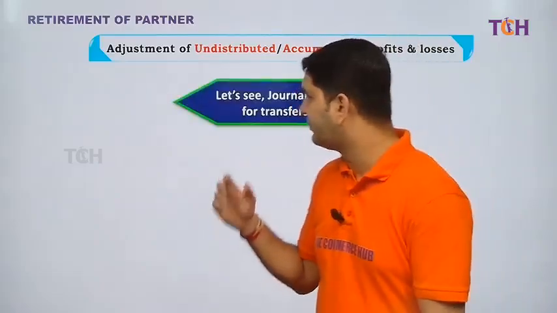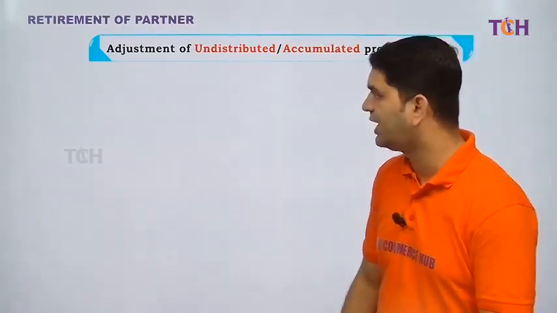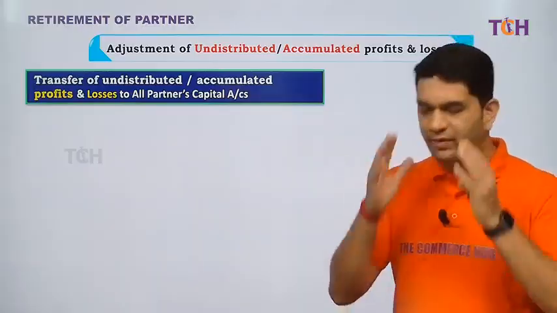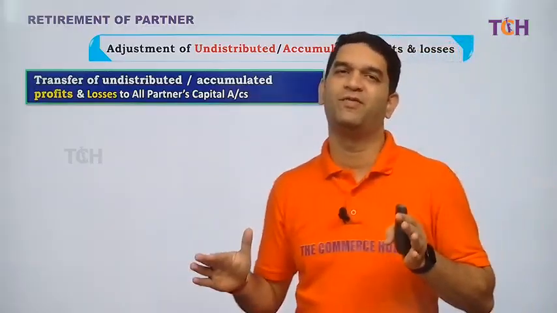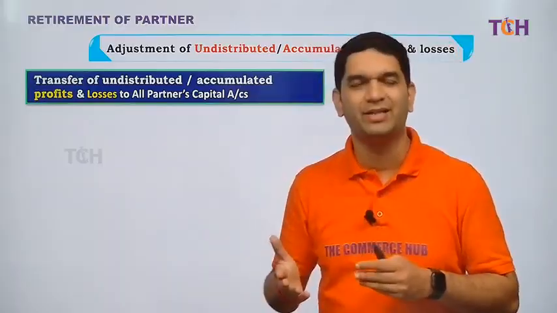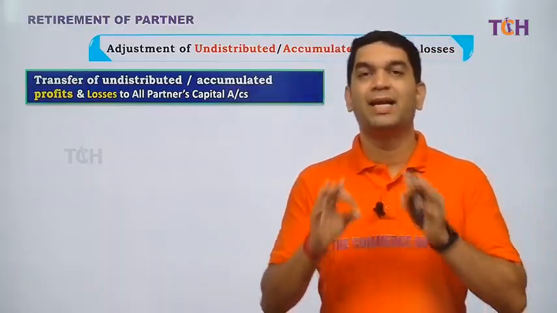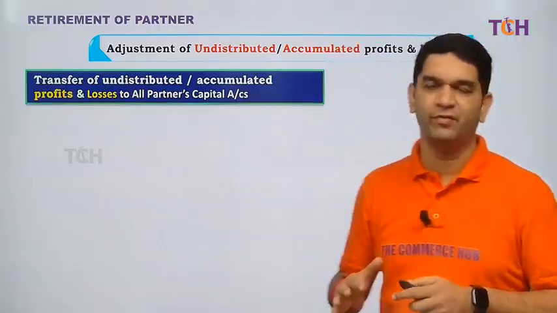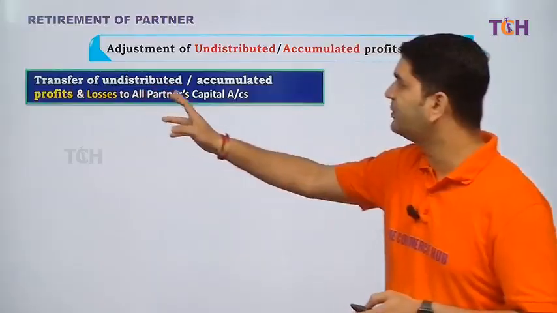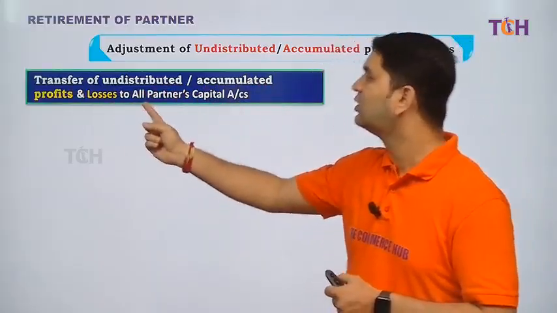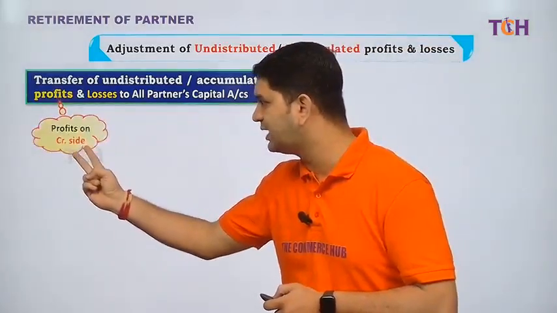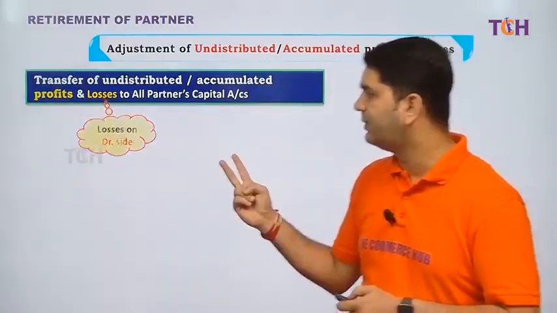Now let us understand journal entries for transfer. Like we have discussed in admission of partner also, we will be writing journal entries based on logic. If the logic fails in exam, you can have magic, that is, you can learn the journal entries by heart, but that can never be the option for journal entries. Please understand it with concept. Transfer of undistributed accumulated profits and losses to all partners' capital account. Let us have the journal entry: profits on credit side and losses obviously on debit side.